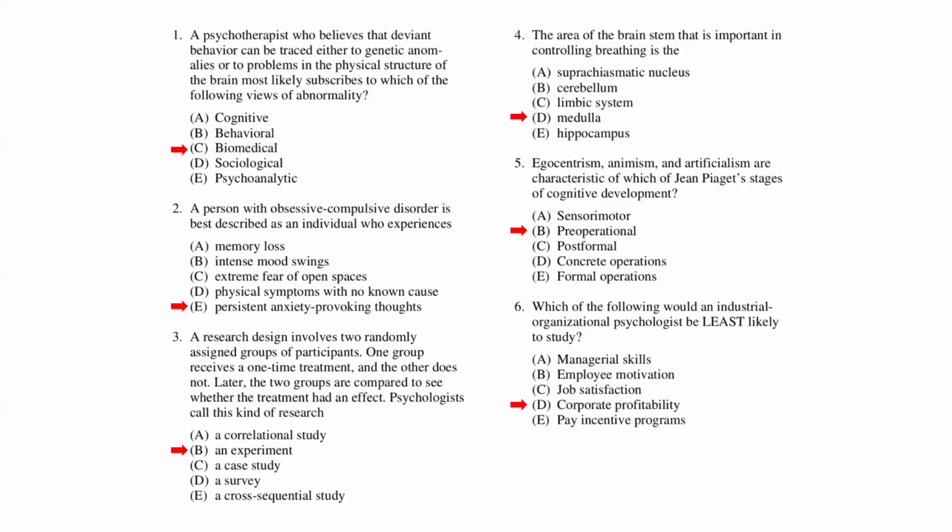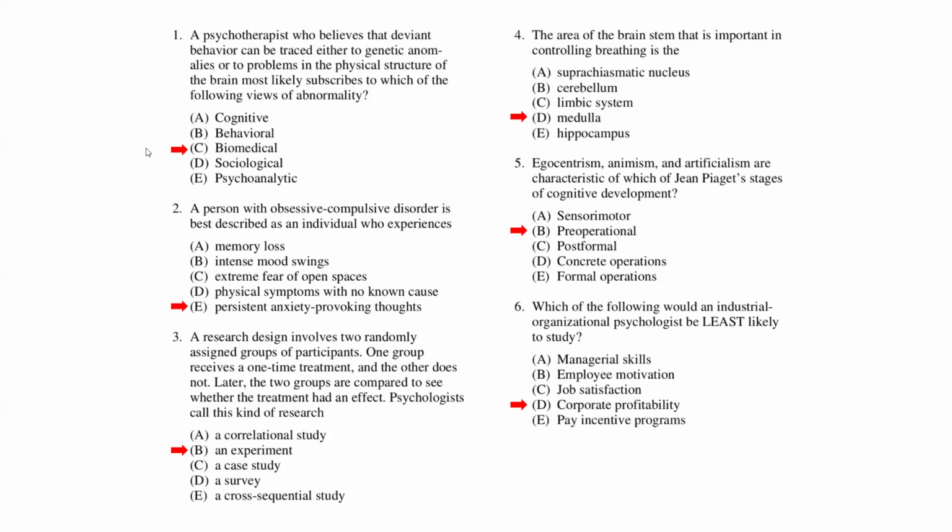So going through each of the questions, the first one is: a psychotherapist who believes that deviant behavior can be traced either to genetic anomalies or to problems in the physical structure of the brain most likely subscribes to which of the following views of abnormality? So this one is biomedical, because it's asking about genetics and physical structures of the brain, which is all part of the biological approach.